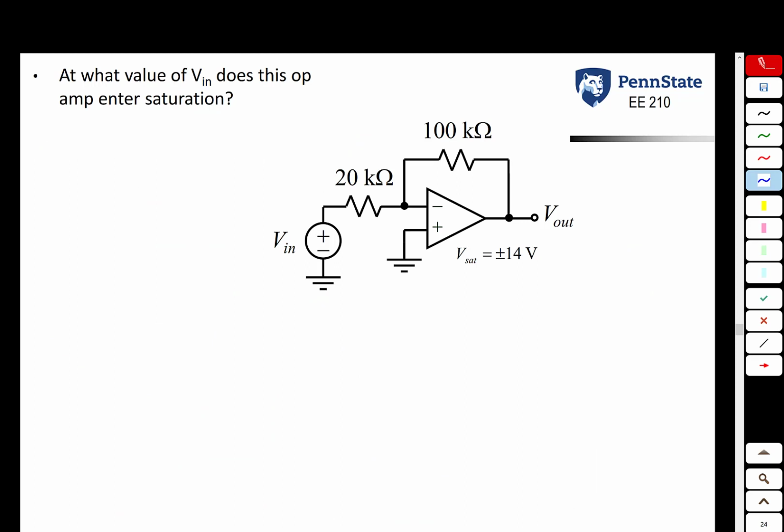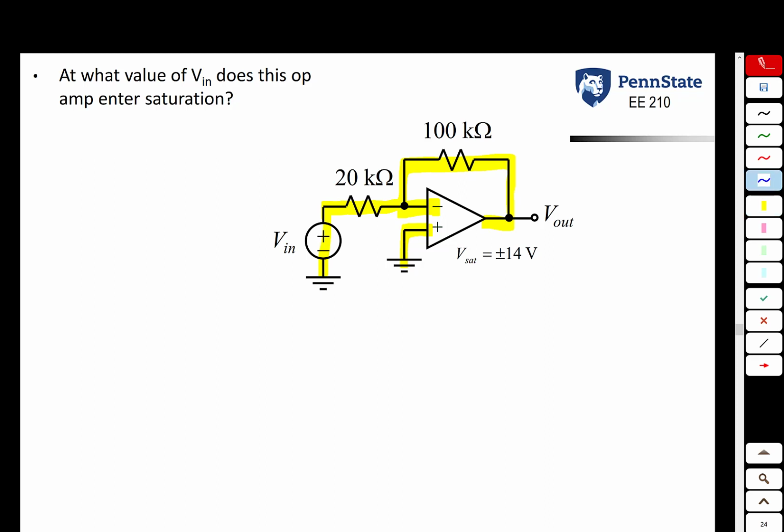So let's look at an example. Question here is at what value of V in does this op-amp enter saturation? We notice from inspection that this is an inverting amplifier. The non-inverting input terminal is connected to ground. You have a resistor feeding back between the output and the inverting input terminal and another resistor going to a voltage source. We could use the algorithm to find V out, but we really don't even need to do that here because we've recognized the fact that this is an inverting amplifier.